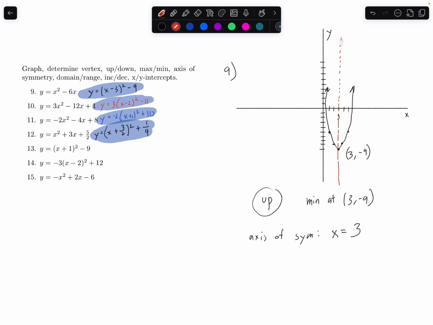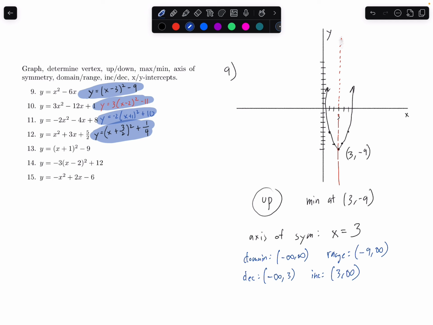Okay, what else? Domain and range. Okay, let's do that in blue. Domain is all real numbers, -infinity to +infinity. And the range, everything that's above -9, right? -9 to infinity. Okay, increasing, decreasing. So we're decreasing until we hit the vertex, so -infinity up until 3. And you're increasing from 3 onwards.